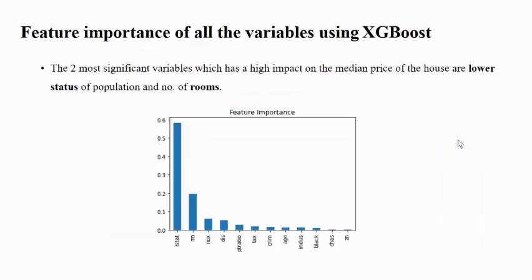So the feature importance using XGBoost. XGBoost gives the most importance to the variable LSTAT, which is the lower status of the population. The second most important variable in order to predict the price of the house was the average number of rooms, and the third was the nitrogen oxide, and so on and so forth.